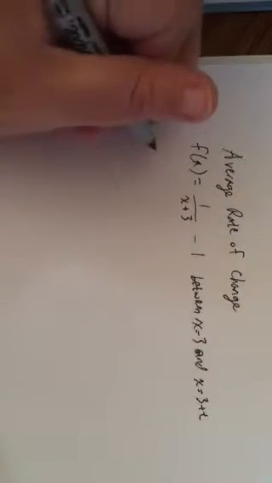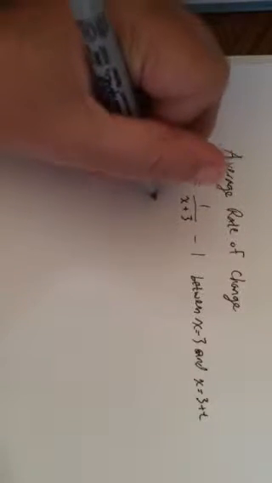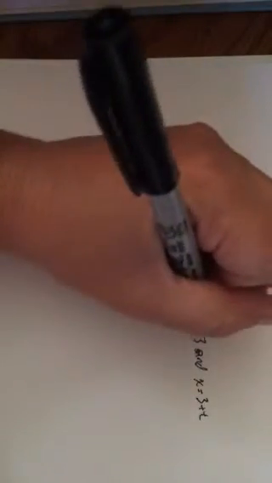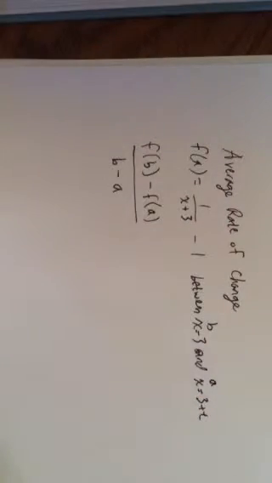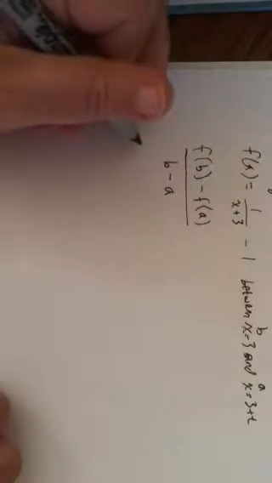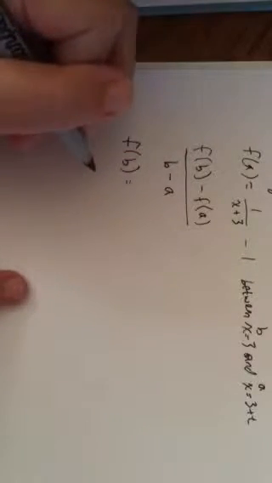So I'm again going to go ahead and write out my formula for average rate of change, and again it's basically just a slope, my y's minus my y's over my x's minus my x's. I'm going to make that 3 the b, 3 plus t the a. And I'm definitely going to need to find f of b, and I'm going to need to find f of a. So let's find f of b first.